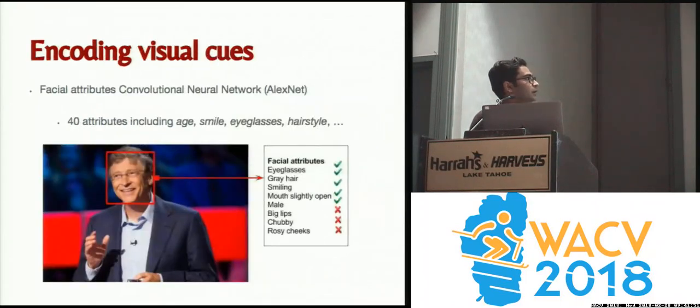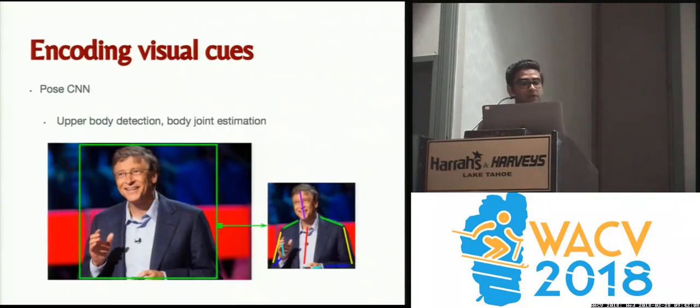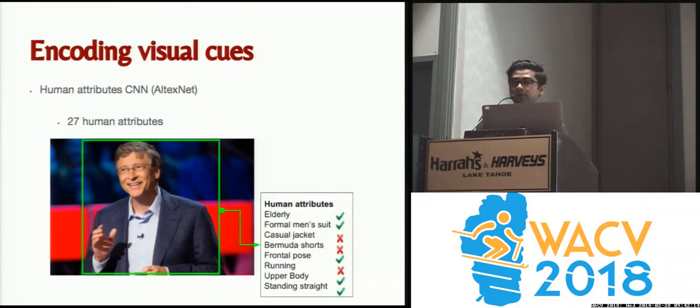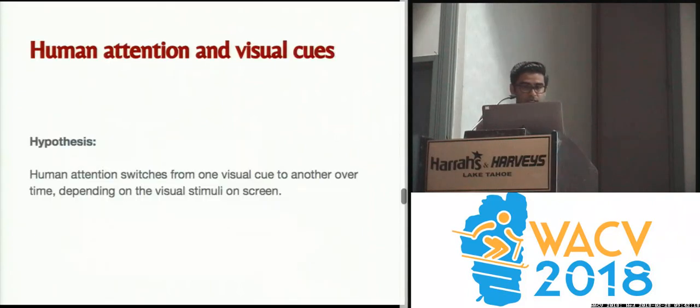Now the architecture is quite simple. We have 3 streams of deep networks, and eventually they're fused. I'll show you in a while. The first stream is the facial attributes. These are pre-trained on a standard data set. The second stream is on pose. This is also pre-trained on some standard data set. And the third stream is of human attributes, again pre-trained on some standard data set.